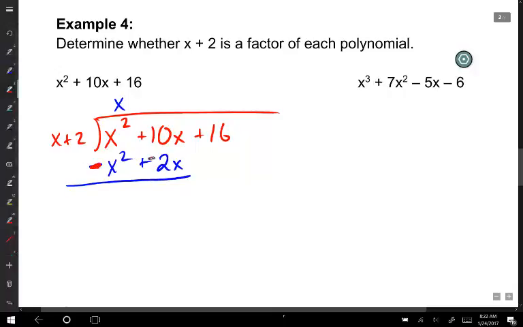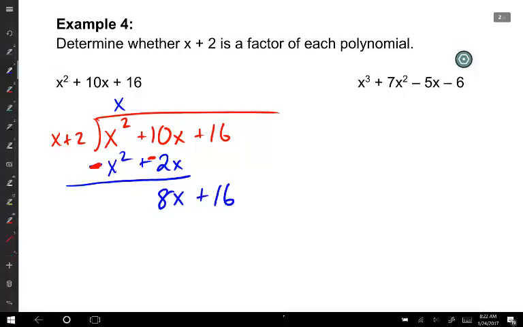Change that sign, change that sign. The x squareds are gone. That leaves us with 8x plus 16. Now, Aaron, I'm going to have you help me here. We have an 8x at the bottom. We have an x on the top left. x times what is 8x? Did you say 8x? Yeah.